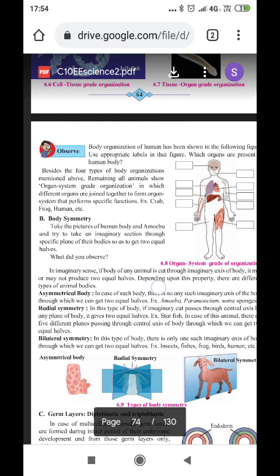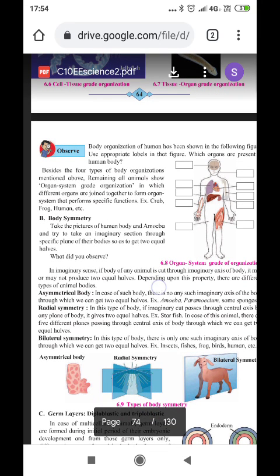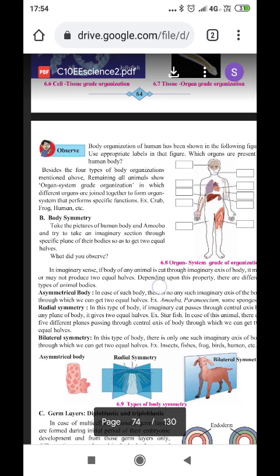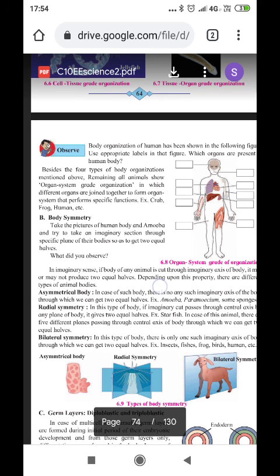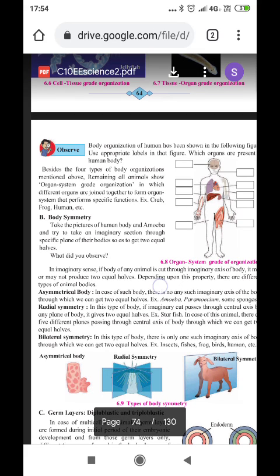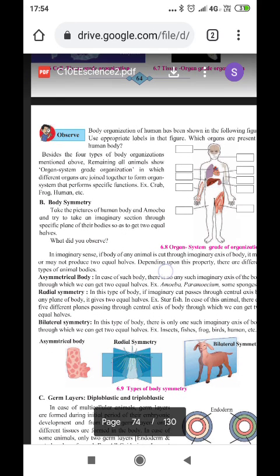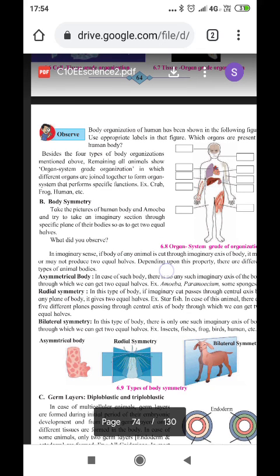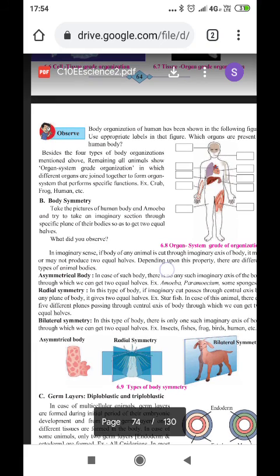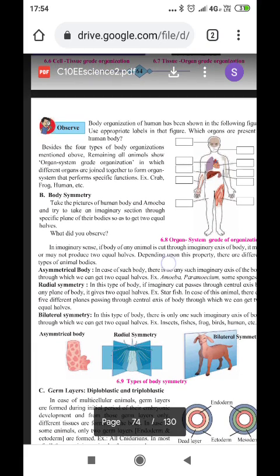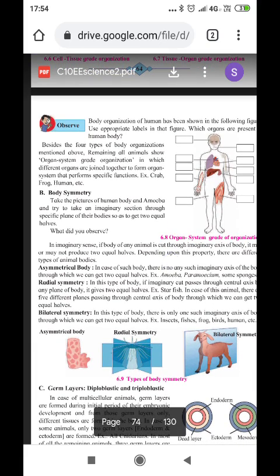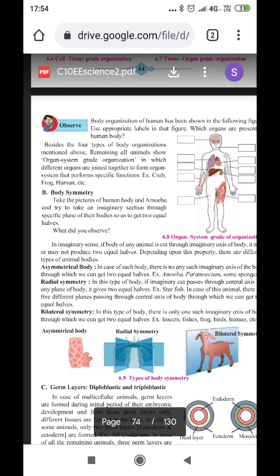Besides the four types of body organization mentioned above, all remaining animals show organ system grade organization, in which different organs are joined together to form organ systems and perform specific functions. For example, crab, frog, human. Here all organs are connected to each other in order to perform any activity or for the successful running of the organism. That was the first criterion, that is, organization grade.